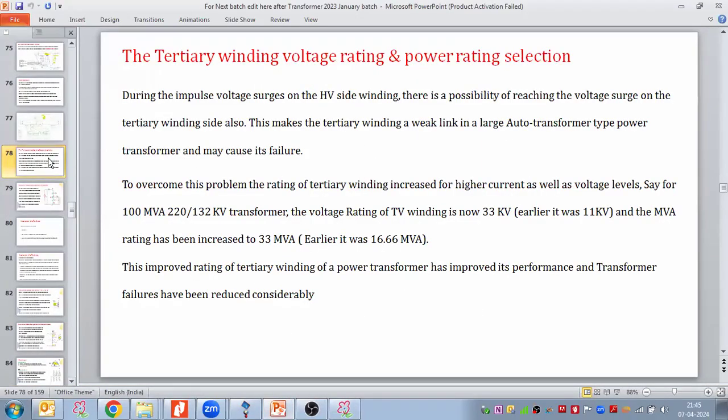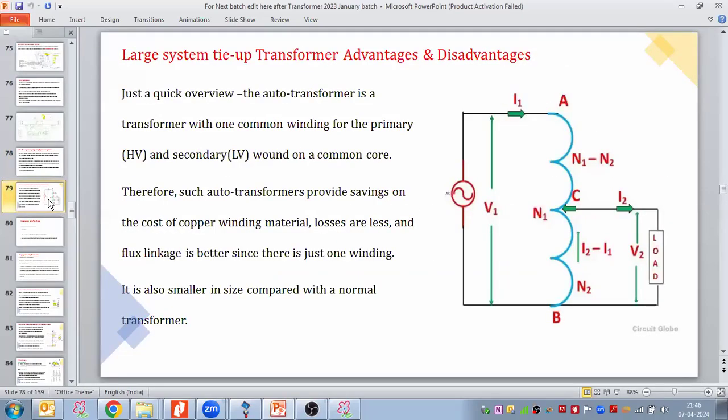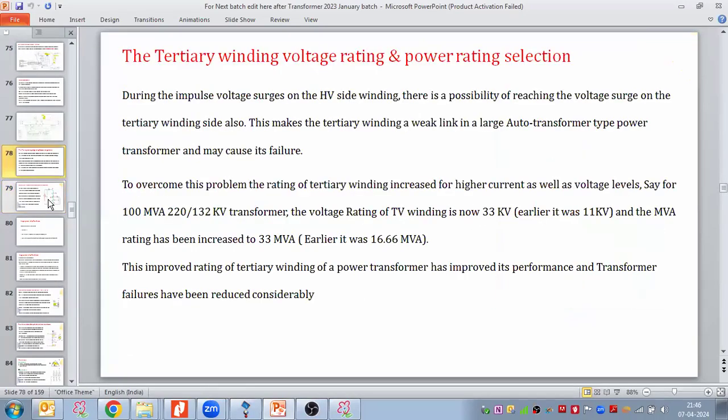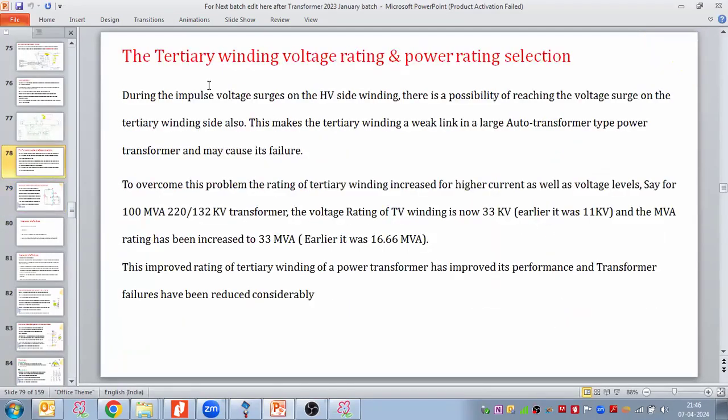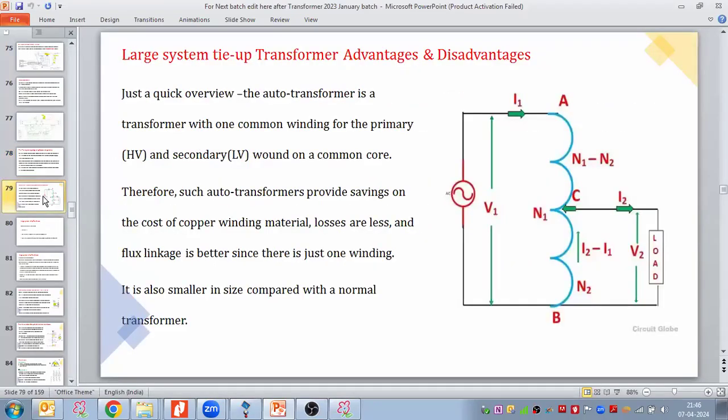So tertiary voltage rating and tertiary power rating we discussed yesterday for the auto transformer. Large system tie-up transformer advantage and disadvantage, I think this is what we have discussed and studied up to this point. The tertiary winding, what should be their voltage rating and what should be the power rating. Power grid selection also.